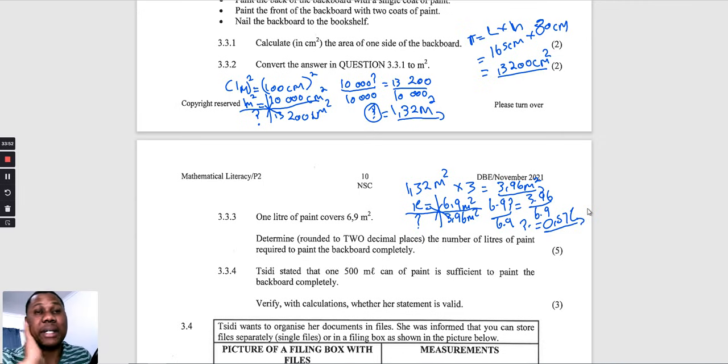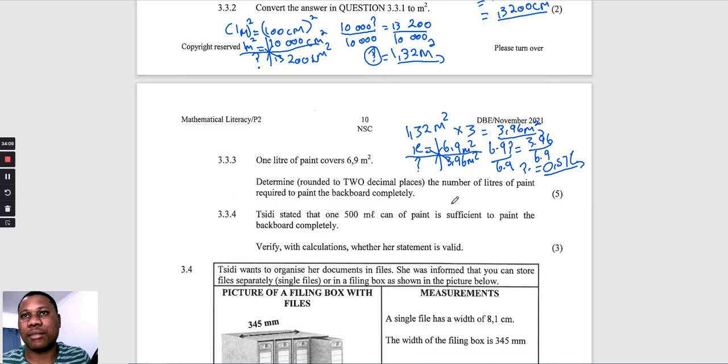Okay, so guys, if you look at how I am treating each and every question here, when you go to measurement, make sure that you master the cross multiplication. Trust me, you're going to get good marks if you understand the cross multiplication, because it plays a huge role in mathematical literacy here. Okay, let's move right on.